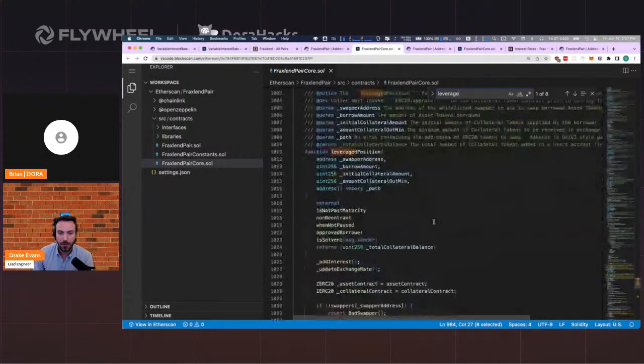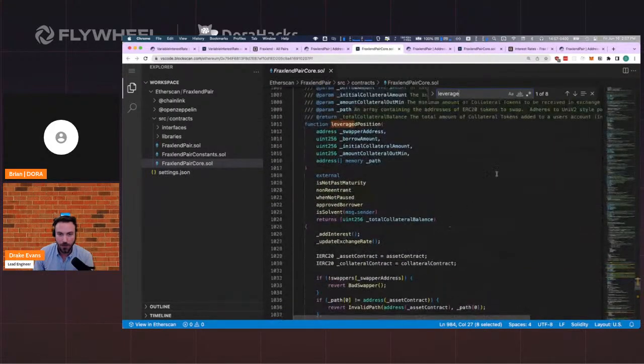However, there is a built-in way to do this. We have this function called leverage position.